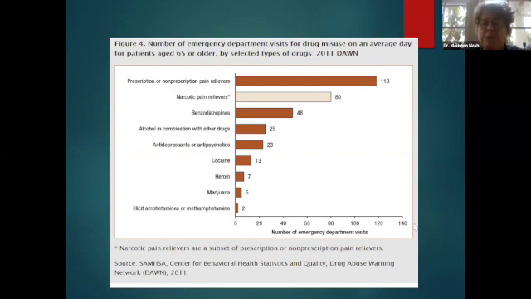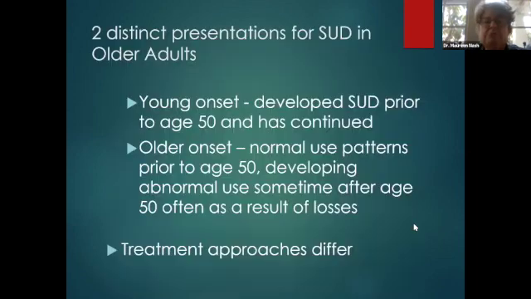That's medicines like lorazepam and diazepam. And then we get into alcohol in combination with other drugs or alone, antidepressants or antipsychotics, cocaine, heroin, marijuana, and then the methamphetamines. So that's just to look at it. What you'll see is that prescription and non-prescription pain relievers and opiates, at least in the US, have been an exploding medical emergency. But there are multiple other categories that have challenges.